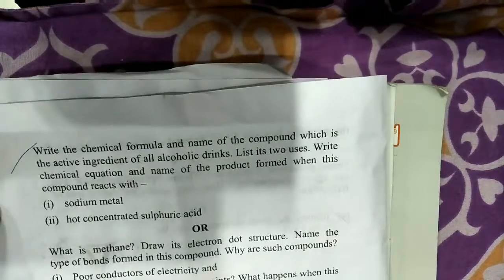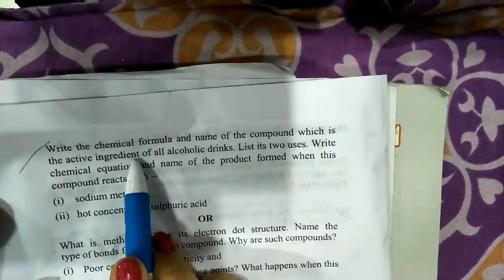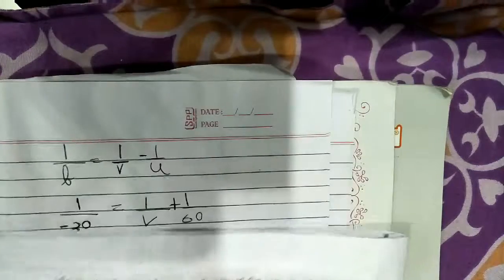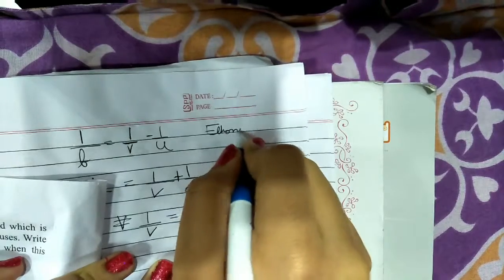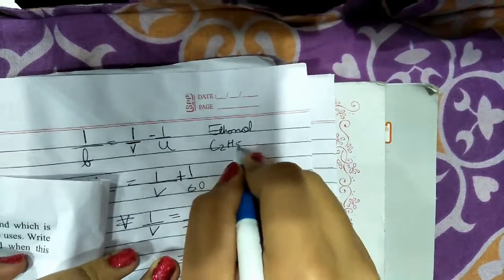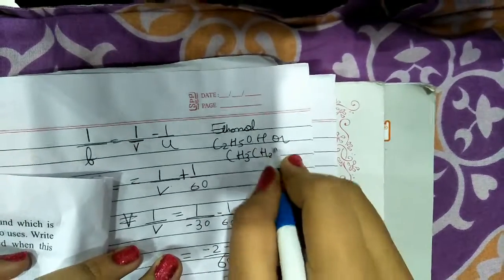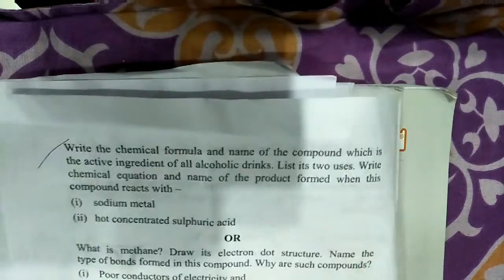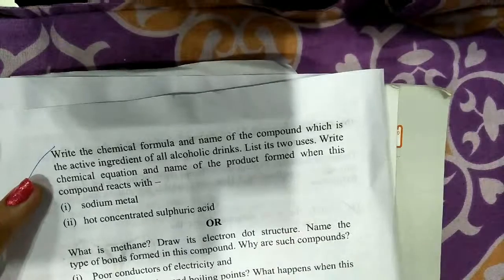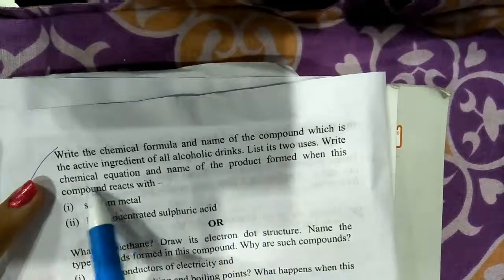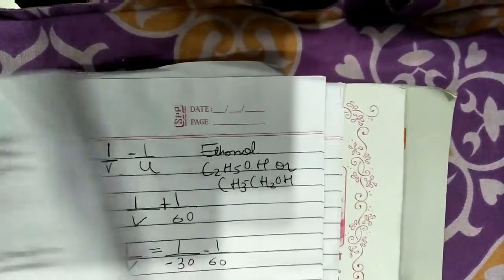Question number 20. Write the chemical formula and the name of the compound which is active ingredient in all alcoholic drinks. So it is ethanol and its formula is C2H5OH or CH3CH2OH. Right, list its 2 uses. So any of the 2 uses you can write. Then write chemical equation and the name of the product formed when this compound reacts with sodium metal.